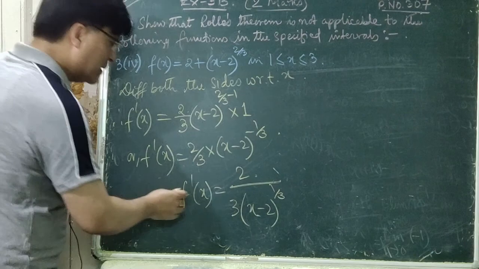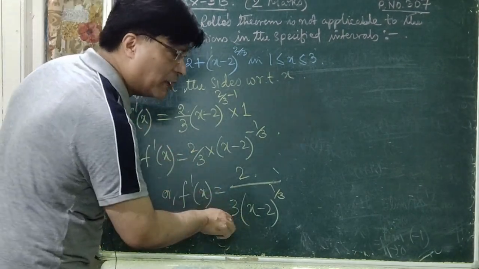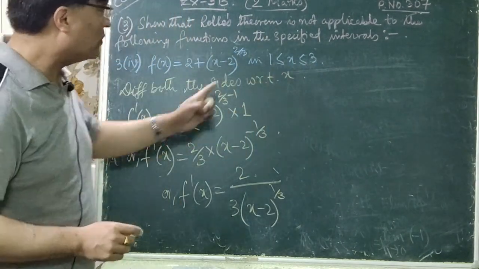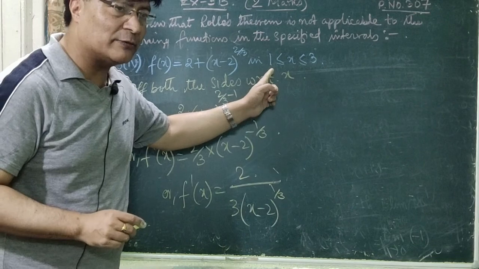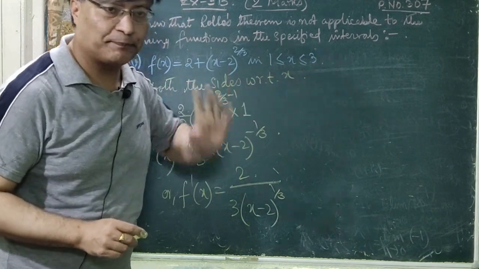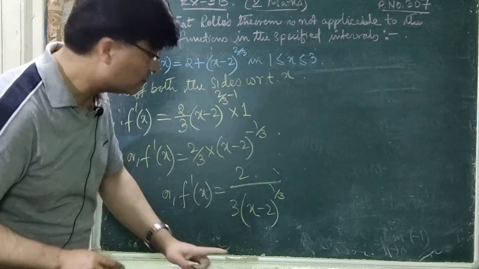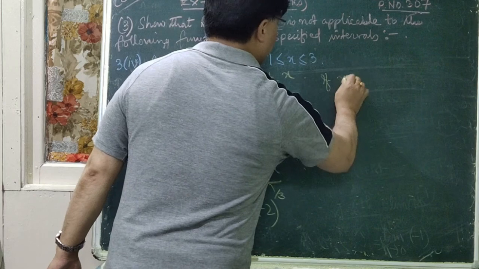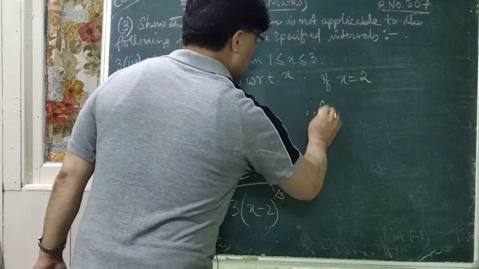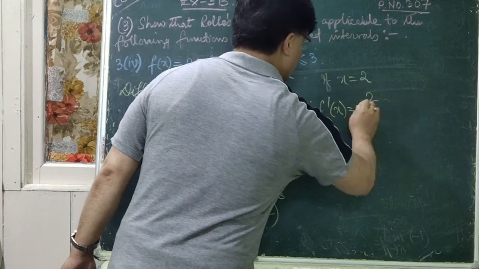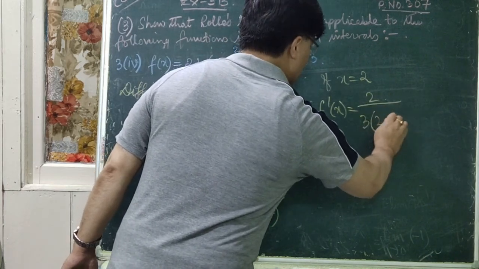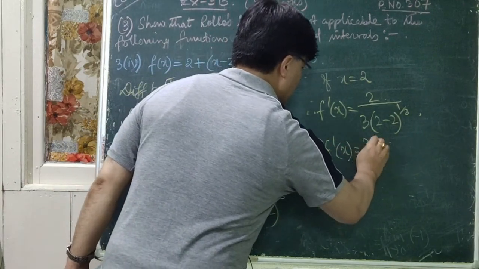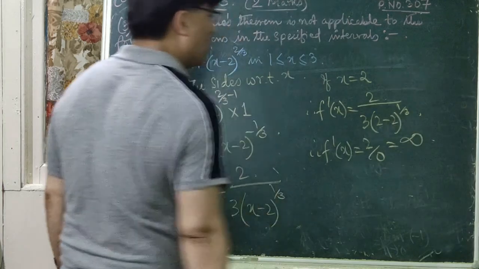So now whether this function f of x is differentiable in the open interval 1 less than x less than 3. So for differentiation you should take it as open interval 1 less than x less than 3. That means 2 lies within 1 and 3, isn't it? If we put x is equal to 2 here, the denominator will be 0. So if x is equal to 2, then f dash of x is equal to 2 by 3 into 2 minus 2 whole to the power 1/3. That is f dash of x is equal to 2 by 0, which is undefined or infinity.